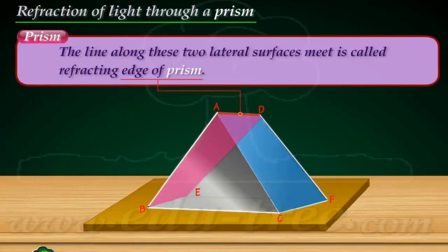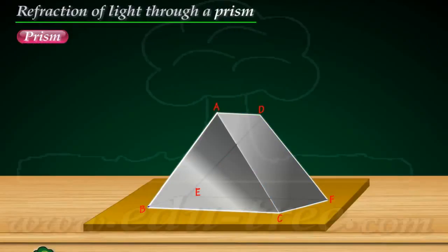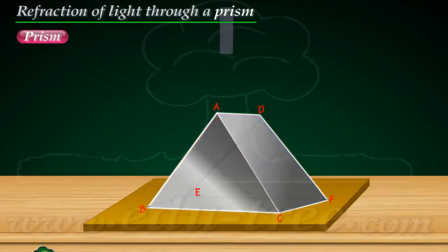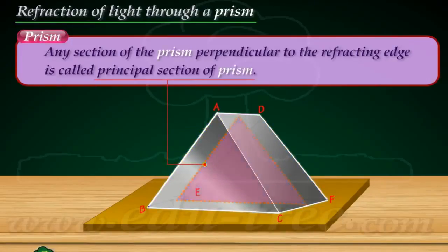The line along which these two lateral surfaces meet is called the refracting edge of the prism. The angle between two lateral or refracting surfaces is called the angle of the prism. Any section of the prism perpendicular to the refracting edge is called the principal section of the prism.